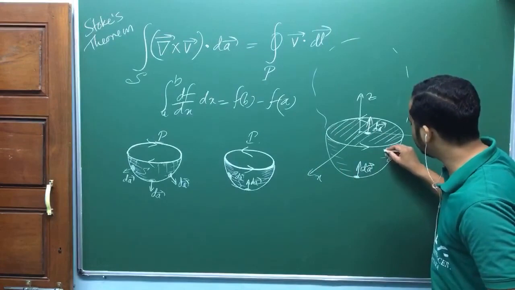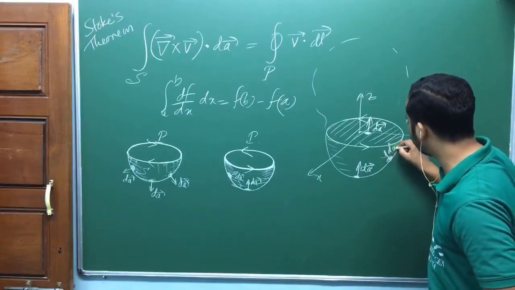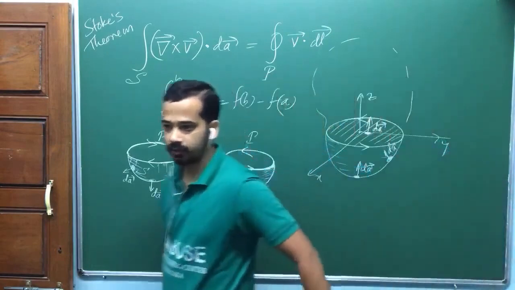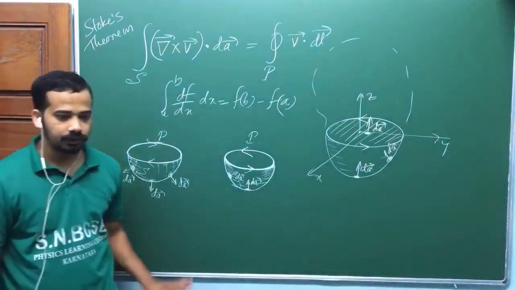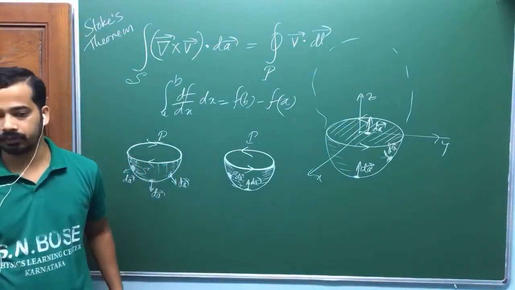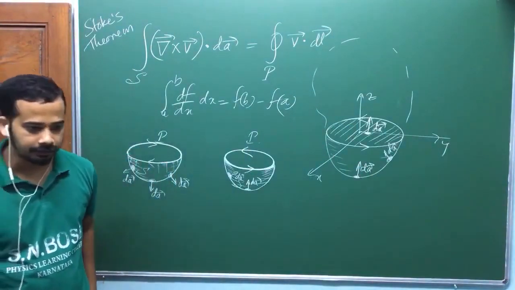But there is nothing inward and outward, because if you have that idea, later you may get into trouble. For an open surface, there is nothing like inward and outward. I mean, here it looks like that, but don't remember it like inward and outward. Again, fix it by the right-hand thumb rule only.